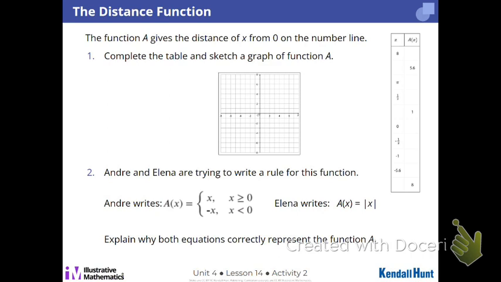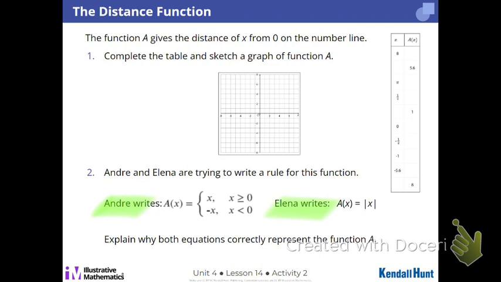What you're going to do now is something similar but different. We're looking at distance from 0 on a number line. So this time, same thing, but not temperature and context. I want you to complete the table, and then this is where things are going to get interesting. Andre and Elena are both right with the rules they wrote. Andre wrote piecewise. Elena wrote function notation with absolute values. They're both right. So it's your job to make sense of how they're both right. So focus on the table, the graph, then make sense why they're both correct.